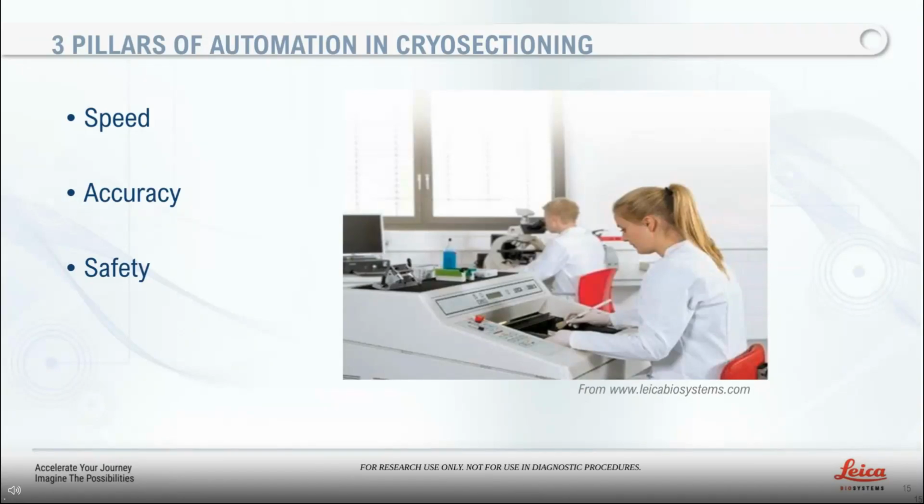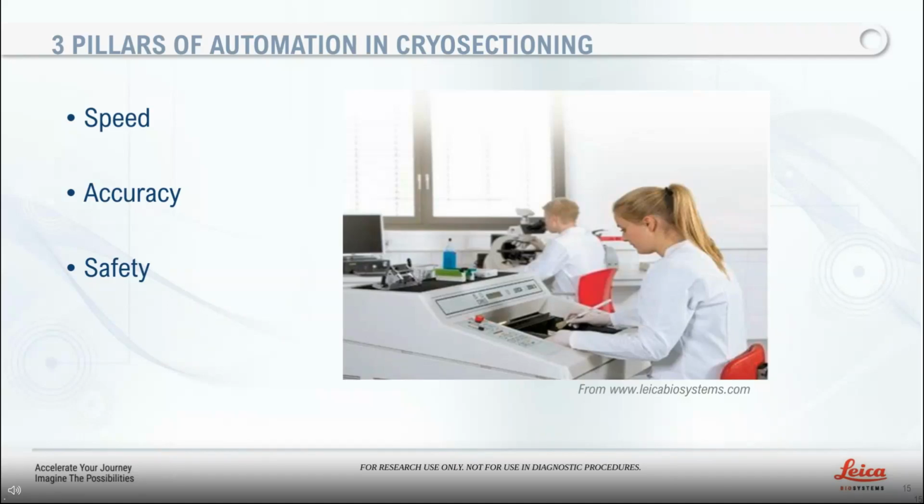Speed, in physics, means the time rate at which an object moves along a path. In cryosectioning, it means the time rate at which the specimen is moving along the path of the blade or knife, which will be translated into how many sections you will be able to cut in a certain amount of time. Automated cryosectioning can allow for high-quality, faster sectioning.